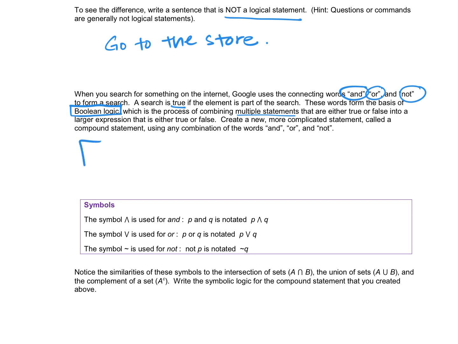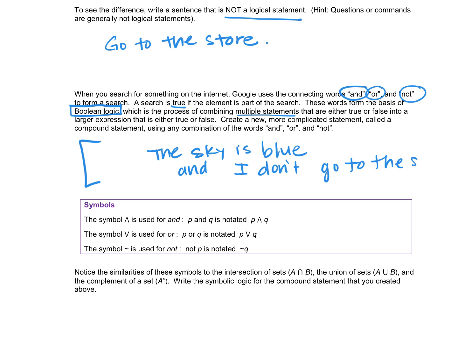So you should do that first. I'm going to just put together the two statements I wrote already. So we have the sky is blue, and let's say I don't go to the store. So I've used the word and, and then I also put the not by saying don't.